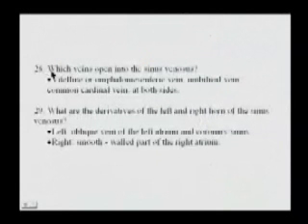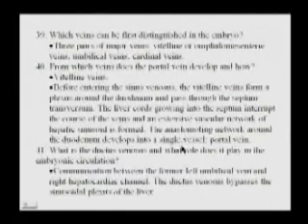Well, let's proceed. So which veins open into the sinus venosus? The vitelline or omphalomesenteric vein, the umbilical vein, and the common cardinal vein at both sides. What are the derivatives of the left and the right horn of the sinus venosus? So the left one we saw becomes the oblique vein of the left atrium and contributes to the coronary sinus. And the right becomes the smooth-walled portion of the right atrium.